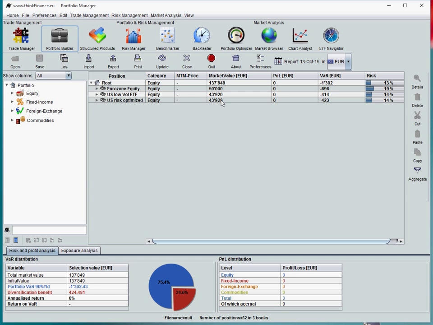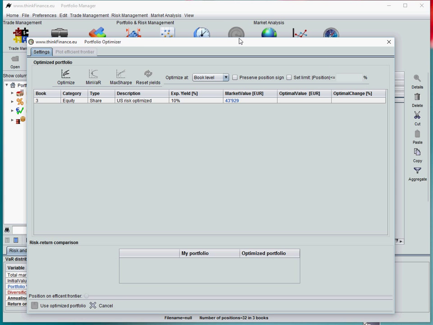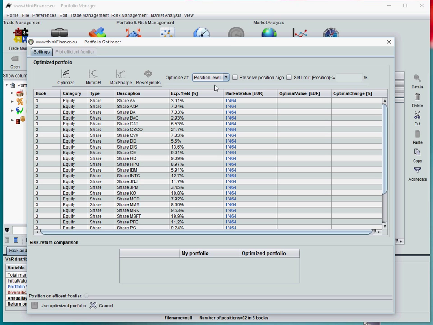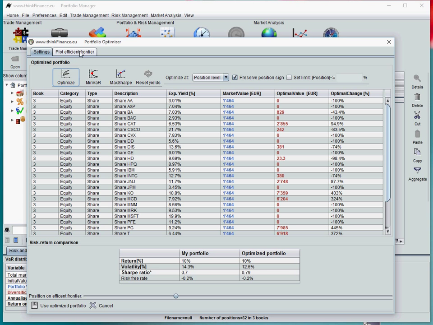Now, I haven't done the risk optimization yet, so how do I do that? So I simply select this book and go into the Portfolio Optimizer, which is the tool to optimize portfolios. Now, in this case, I want to optimize at a position level, which means I want to optimize within a book and not across books. I also want to preserve the sign of each position because I don't want short positions. So these are the 30 components of the Dow Jones Industrial Average Index. And now I can run the optimizer to calculate the efficient frontier, which will appear in this panel here.